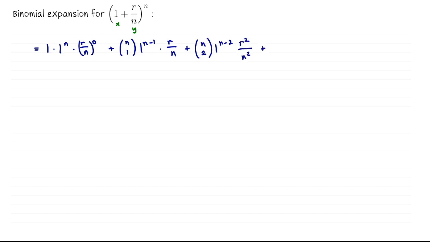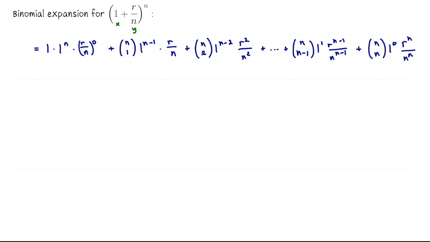Then I don't know how many terms I'm going to have. If n is 365, it's going to be a lot. So let me just go to the end. Then we would have n choose n minus 1, 1 to the 1, r to the n minus 1 over n to the n minus 1. That's the form of the next to last term, and then the very last term would be n choose n, 1 to the 0, r to the n over n to the n.